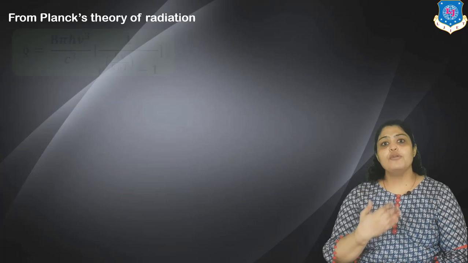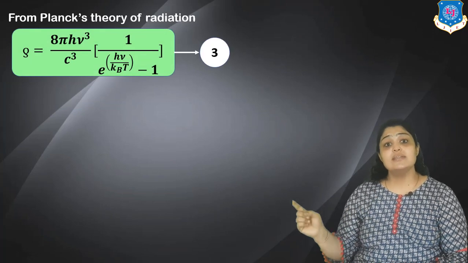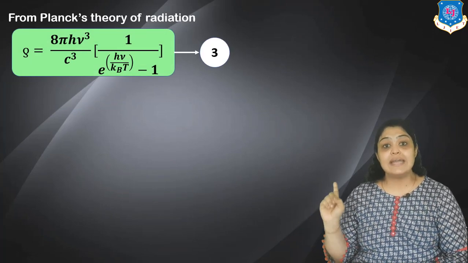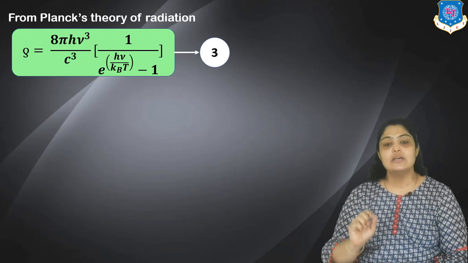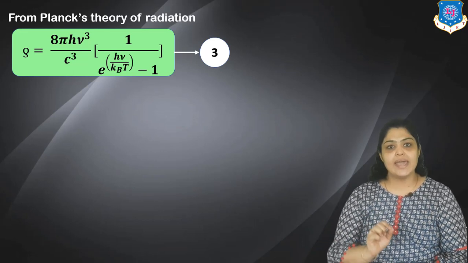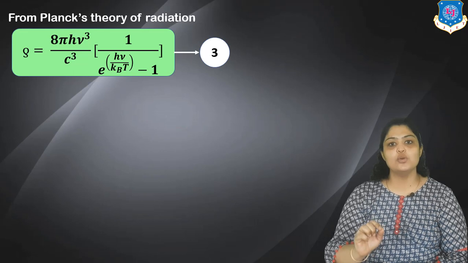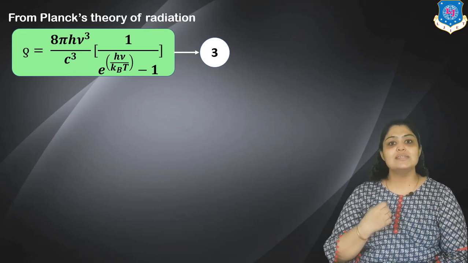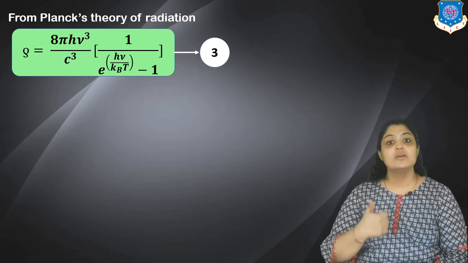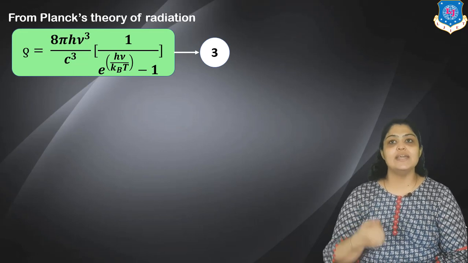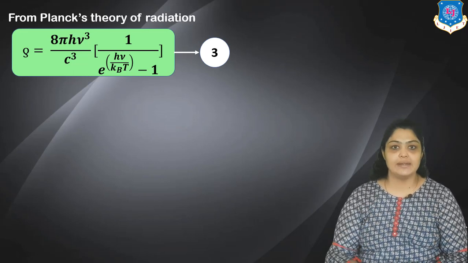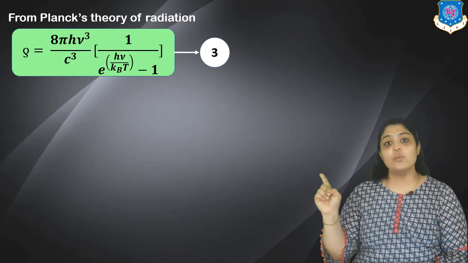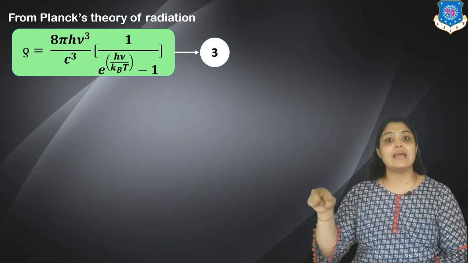But from Planck's theory of radiation, there is an equation for the density of radiation defined as rho equals 8 pi h nu cube upon c cube, times 1 upon e raised to h nu by kBT minus 1. What is this h? Planck's constant. What is nu? Frequency of radiation. What is c? Speed of light. This is the equation of density of radiation from Planck's theory.